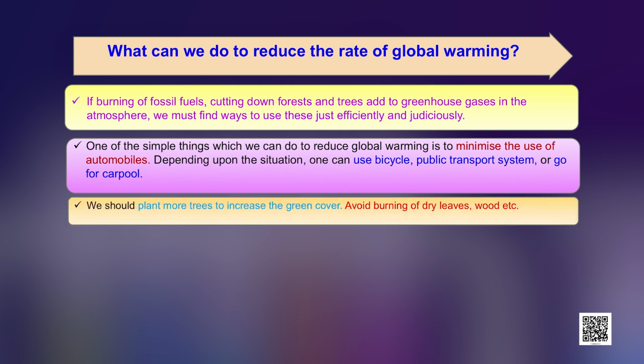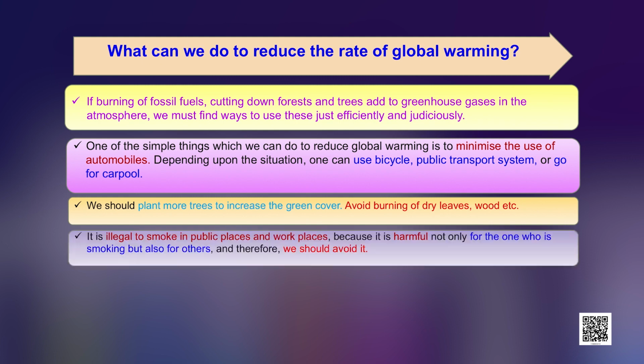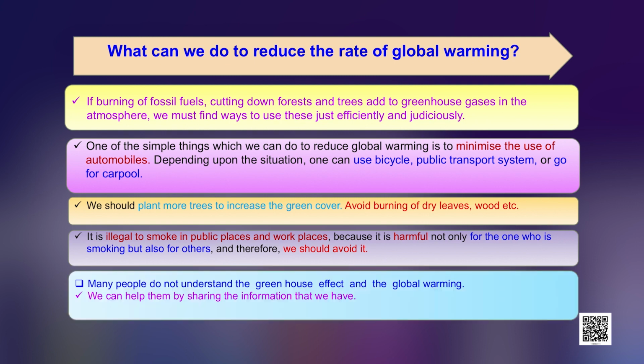We should plant more trees to increase the green cover, and avoid burning of dry leaves and wood, etc. It is also illegal to smoke in public places and workplaces because it is harmful not only for the ones who are smoking but also for others. So, we should avoid it. Many people do not understand the greenhouse effect and global warming. So, we can also help them by sharing this information with them.